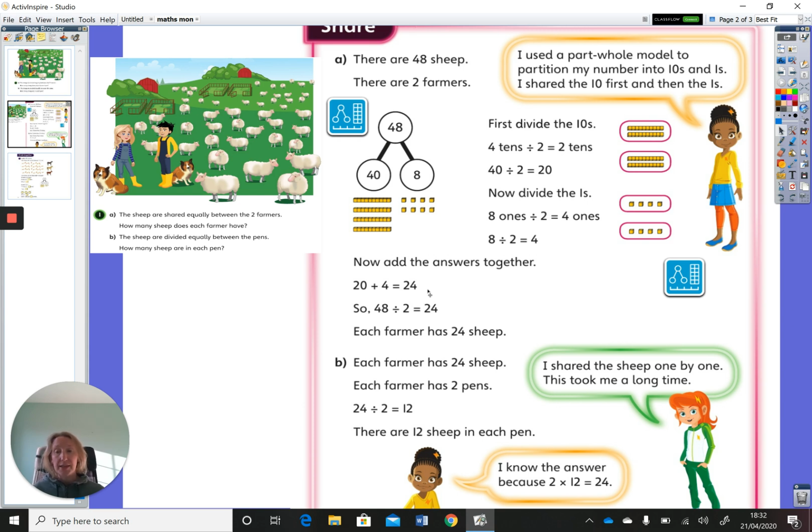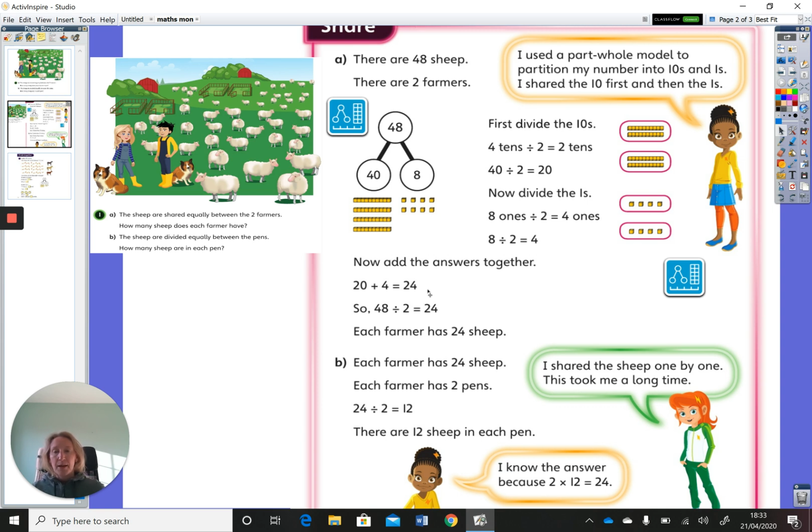And you need to then say to yourself, what is 24 divided by, or shared between, 2? And of course, the answer is 12. And this is where your multiplication knowledge is really going to come to the fore, and you'll be able to draw on that lots over the next few weeks. Because if you know 2 times 12 is 24, you'll know 24 divided by 2 equals 12. So if you were saying that as a full sentence, you'd say there are 12 sheep in each pen.